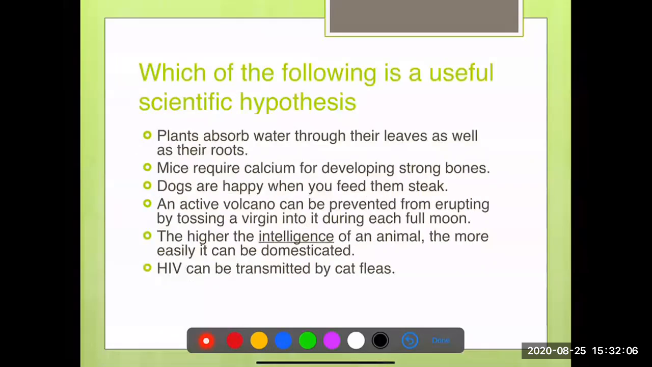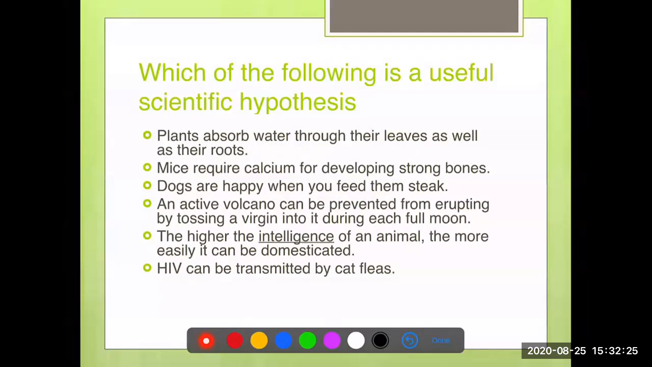Okay, let's look at some examples. Plants absorb water through their leaves as well as their roots. I imagine that the question was, I wonder if plants absorb water through their leaves, or is it only their roots? The hypothesis here is, I think they do. I think that they absorb water through their leaves and their roots.